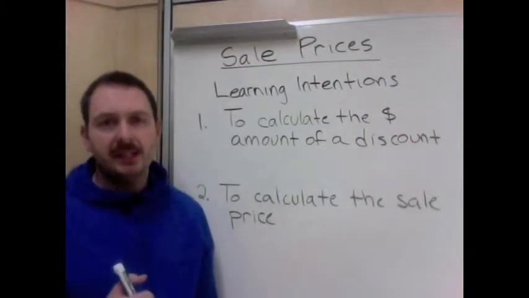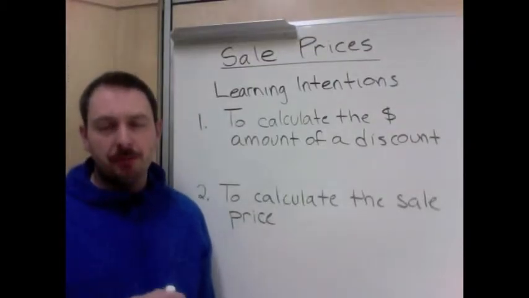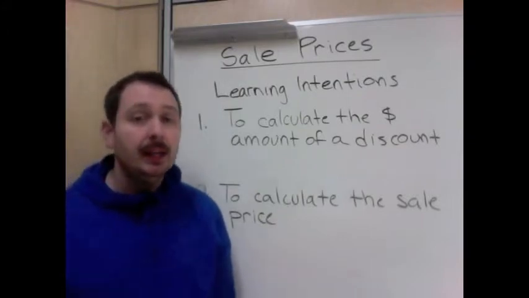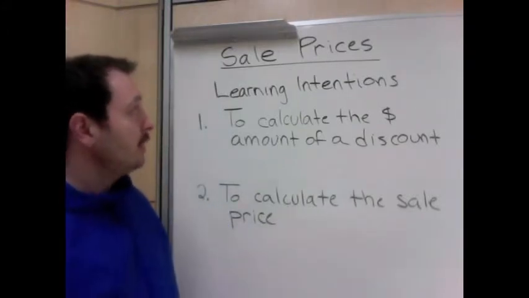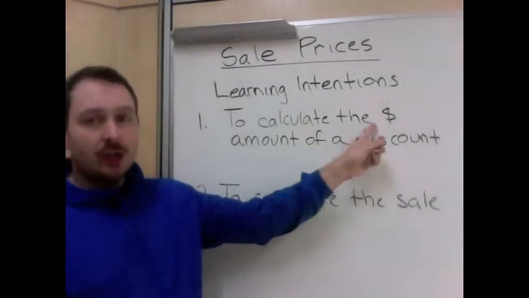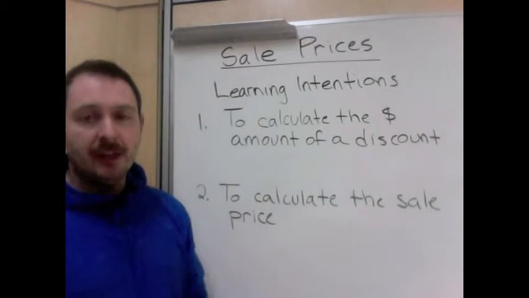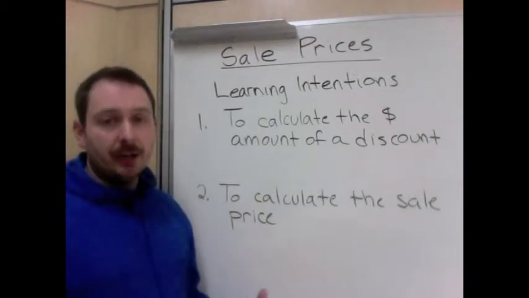Today's lesson is following section 1.4 in your workbook, so if you want to see some extra examples, you can start looking on page 49. The learning intentions for today are to calculate a dollar amount of a discount. So if something is 20% off, how much money are you saving?